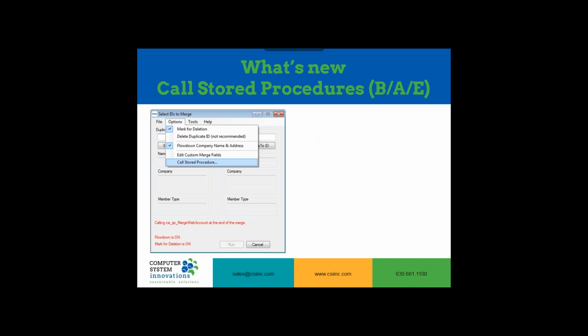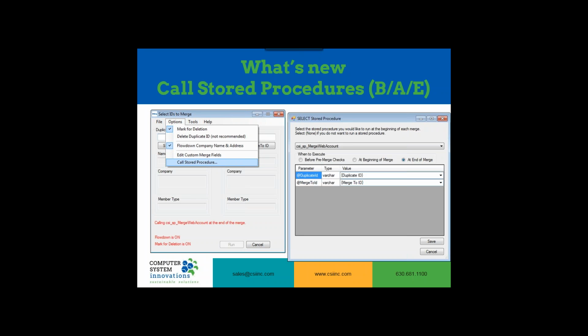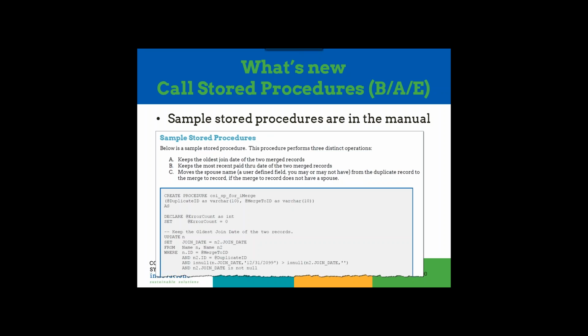Thanks, Zach. Here's calling the stored procedure in iMerge. Options, call stored procedure. And then here I can choose, do I want a before pre-merge at the beginning? And I'm actually calling the end of merge one, and I'm calling our built-in CSI merge web account. I do need to tell it the duplicate ID and merge to ID. They have to be in there. And if you're like, what are you talking about? I don't get this. Well, you can actually just go to our manual.